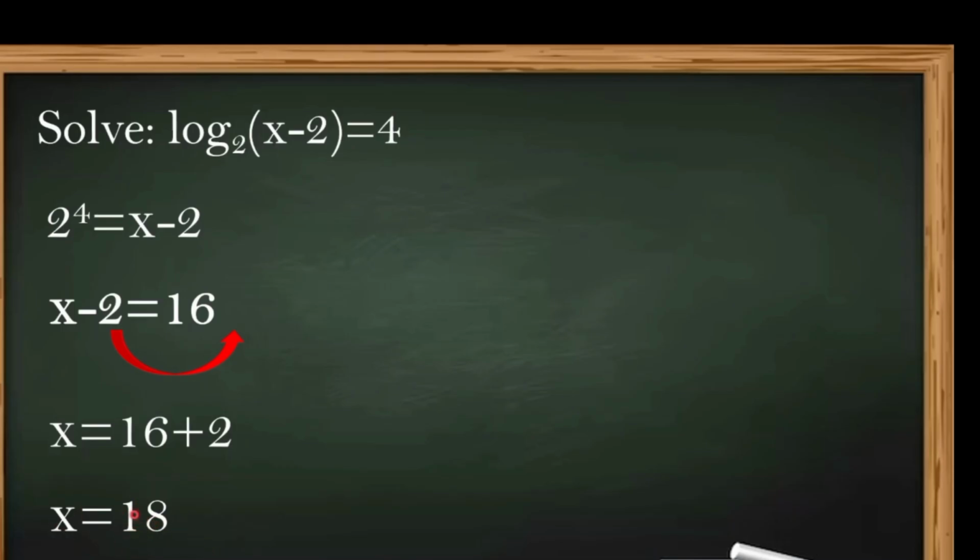This is not the final answer because we are going to check if our solution is correct or wrong. Let's have a checking for our solution. We are going to use our given problem so that we can find out if our solution is correct or wrong. Log x minus 2 to the base 2 is equal to 4.